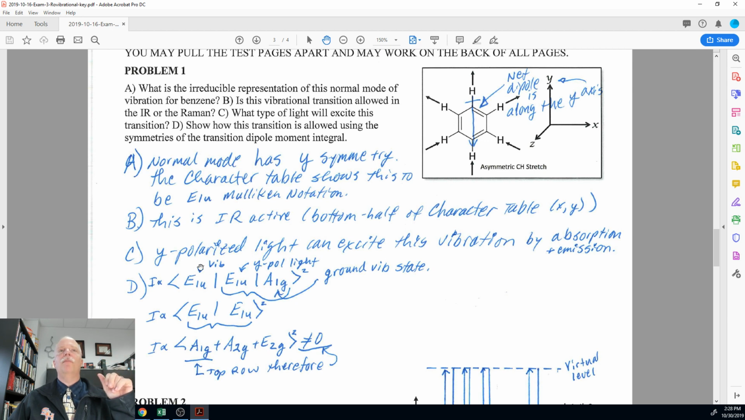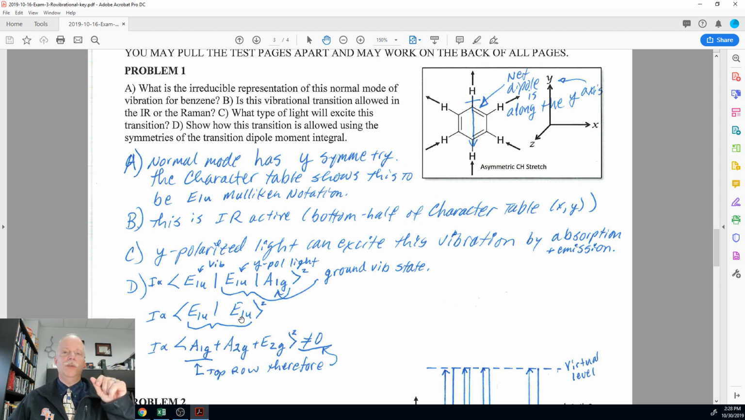And so we need to match this one. And the y polarized light matches this E1u. So y polarized light will excite this vibration. And so then we do the direct products. A1g times E1u is E1u. We get that from the direct product table.